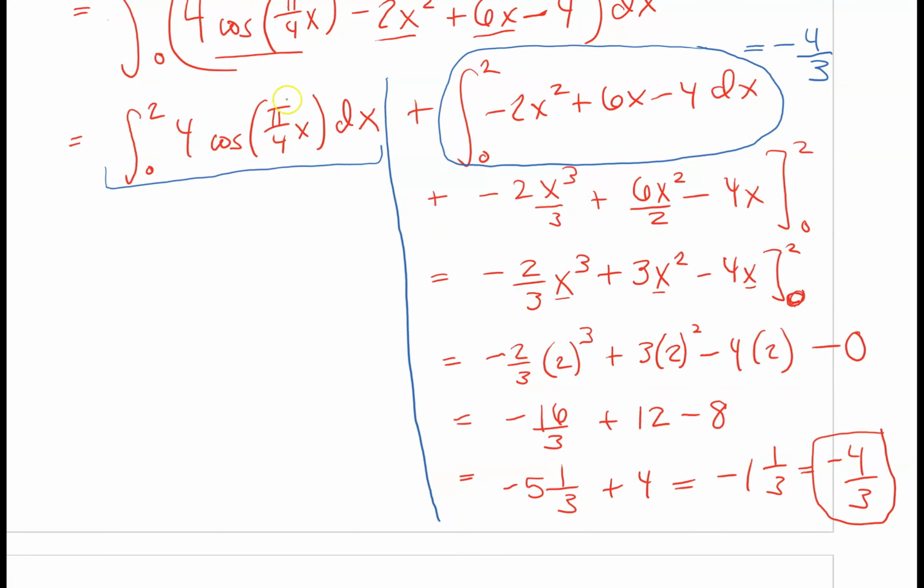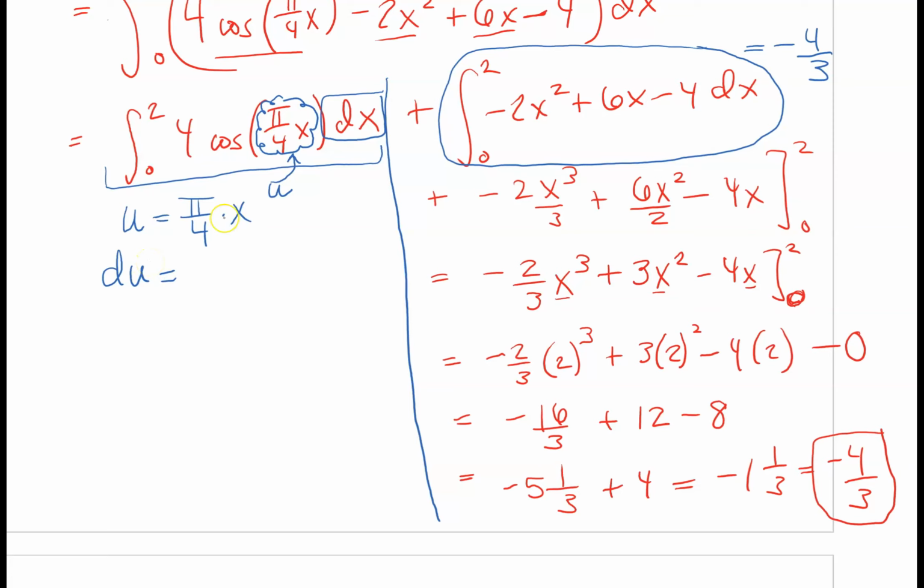Okay, so the first thing I notice is that the thing inside of cosine is not just plain x. It's pi over 4 times x. And so that's the thing that I want to equal u, so that I can eventually just have the integral of cosine u. So I'm going to let u equal pi over 4 times x. But now when I change this to be cosine of u, I'm going to have to change dx to be some expression with du. So I have to figure out what du is.